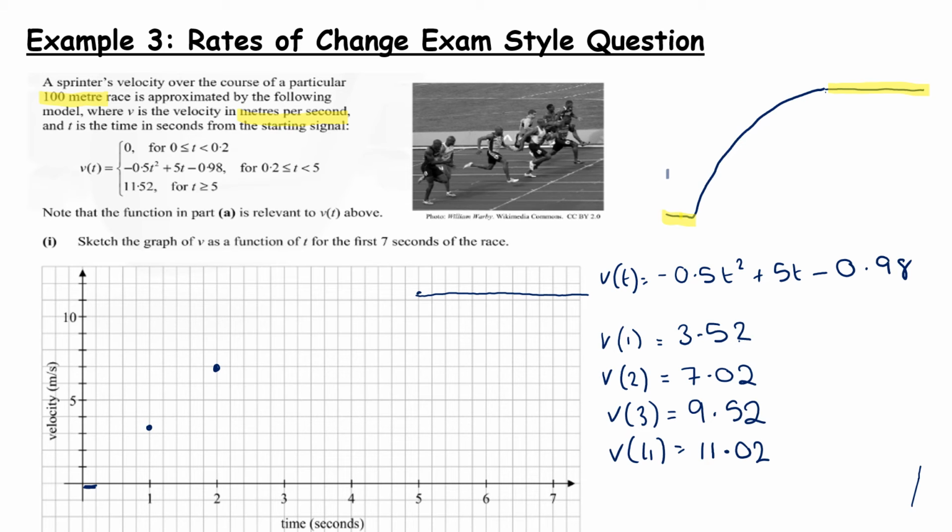Oh, it doesn't want to mark it. Yeah, I think we're about there. And 4 is 11.02, so just about there. So we end up with this negative quadratic curve which joins to that straight line, and we're going to label this v of t.